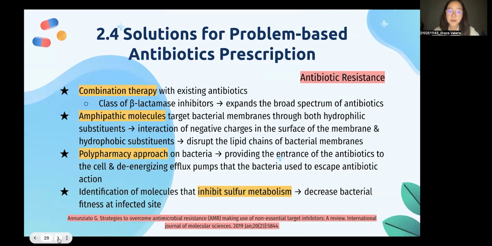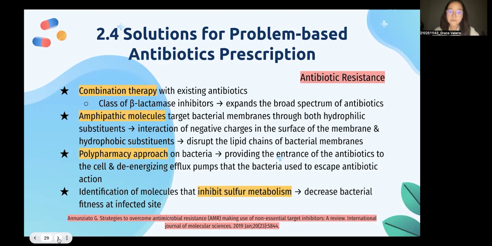The second solution is amphiphilic molecules that target bacterial membranes through both hydrophilic substituents, which interact with the negative charges on the surface of the membrane, and hydrophobic substituents, which will disrupt the lipid chains of bacterial membranes.